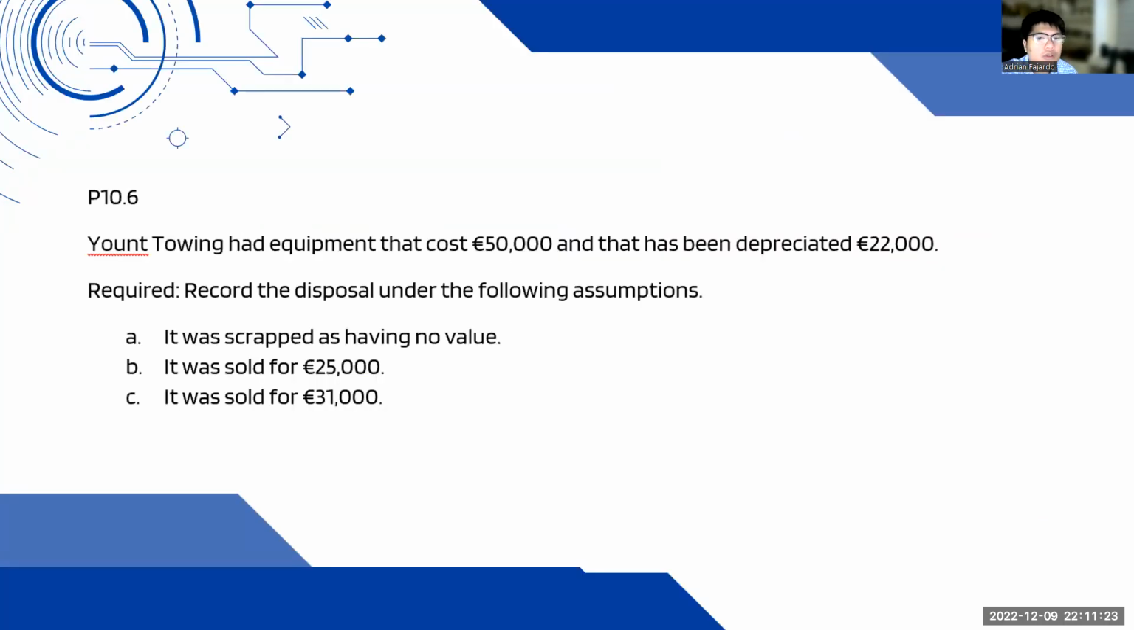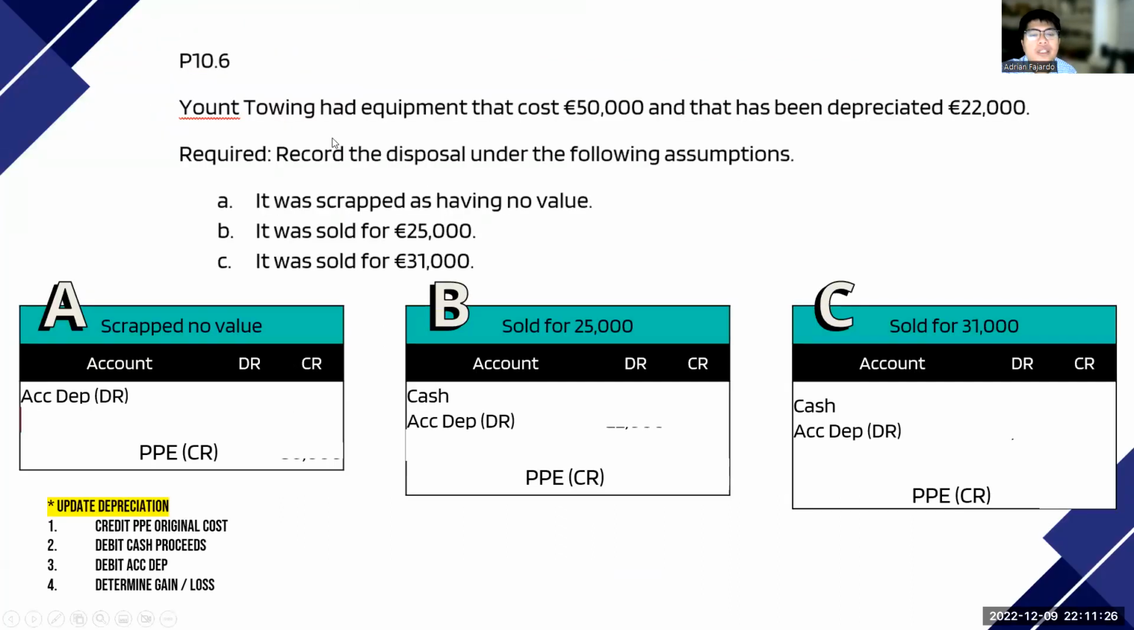So we have Yount Towing. So si Yount Towing, tatlo yung scenarios. But honestly, even if it's 3 different scenarios, the way we will solve for it will always be the same. Step 1, so scenario A, no value. Step 1, credit the PPE original cost, which is 50,000. Step 2, debit the cash proceeds. Well, since no value, walang cash proceeds, so 0. Debit the ACDEP, so 22,000.